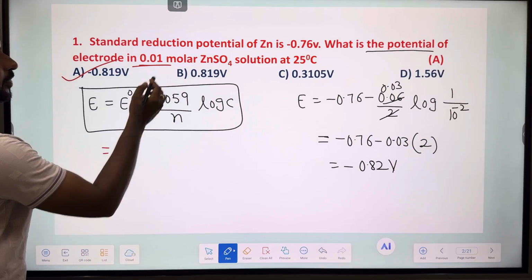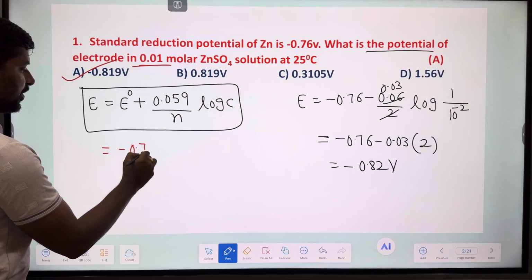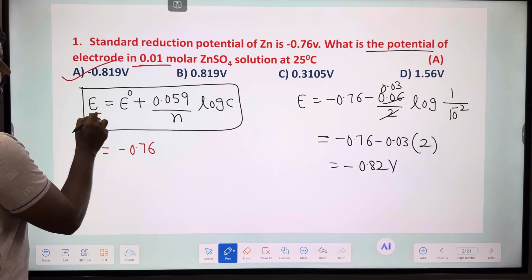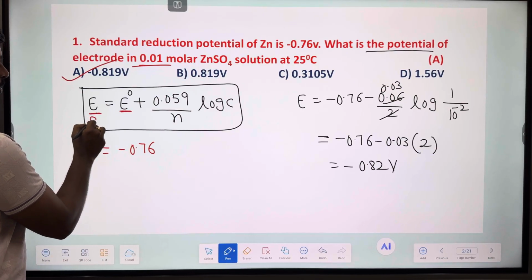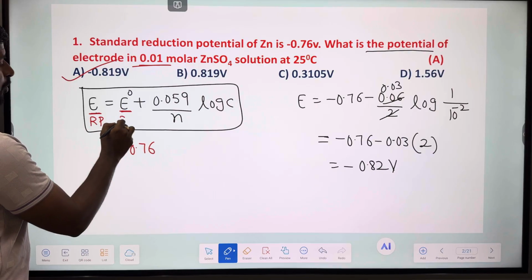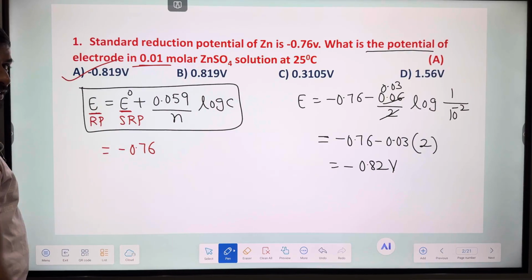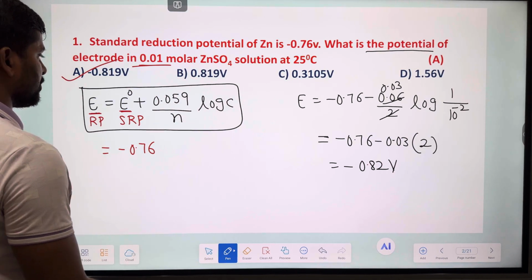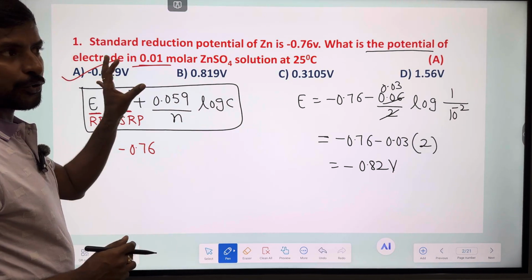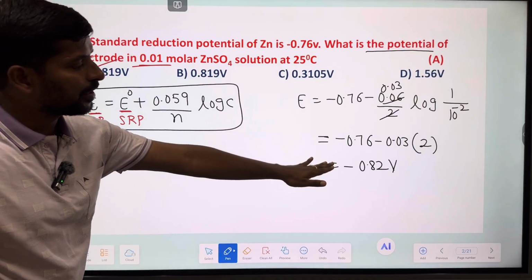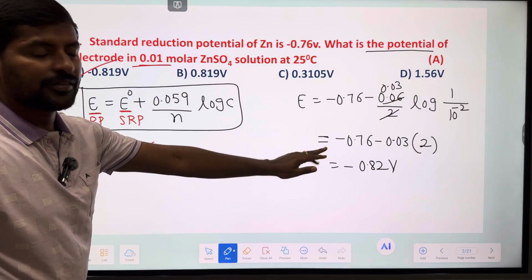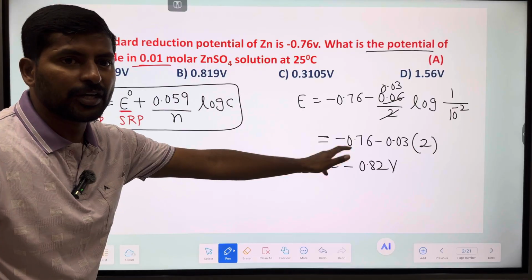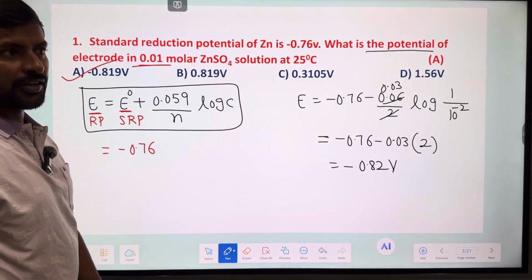You may remember E naught given as minus 0.76. If you are calculating reduction potential, here we have to substitute the standard reduction potential. If we are calculating oxidation potential, here we have to substitute the standard oxidation potential. Otherwise, if they ask you to calculate oxidation potential, first you calculate the reduction potential like this, then simply change the sign, and you will get the oxidation potential.